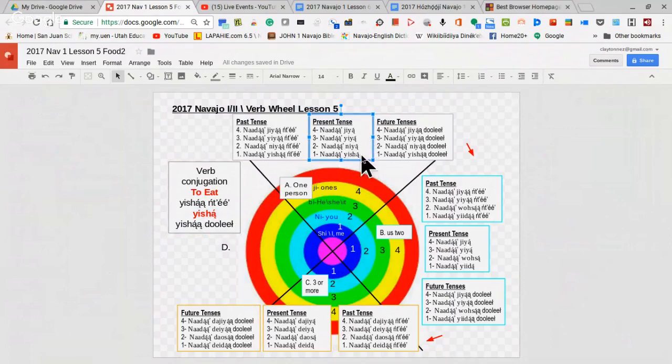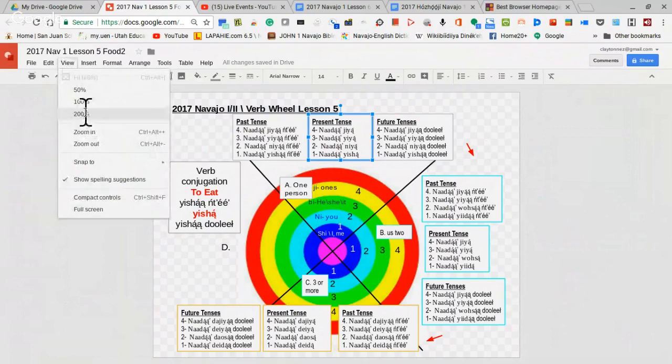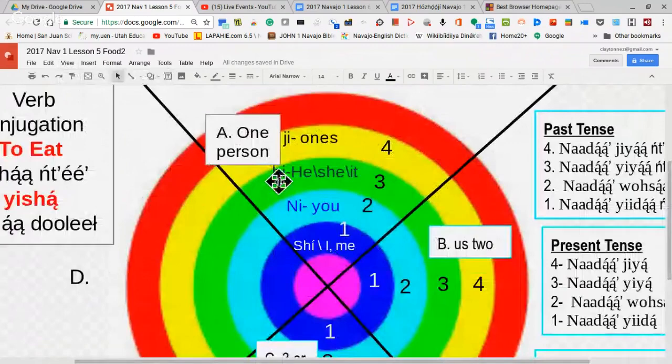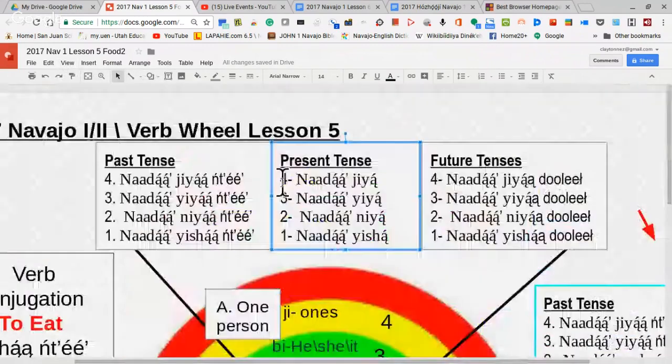Okay, so let's look at this. So here, how do I get in there? Okay, and let me go up as far as view is concerned. Let's go to 200. And oh yeah, maybe that's it. Maybe that's not. Okay, let's do that. All right. So here it is. Yishang. There it is.